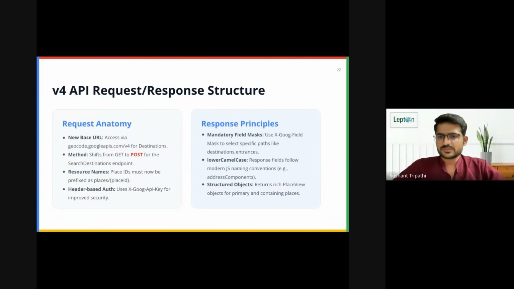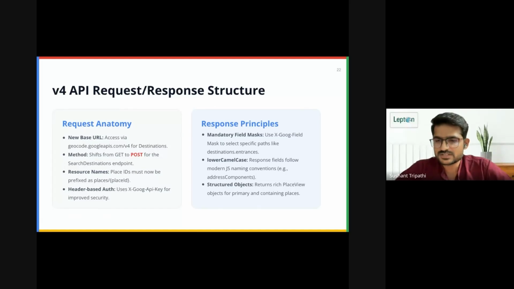Now we talk about the anatomy of how Geocoding V3 and V4 differ. In V3, the request used to be a GET request, which means you make a GET request to fetch the data out of the API. But now in V4, you have to use a POST request. It also gives you multiple authentication ways. For example, in V3, there was API key based authentication only. But in V4, it's API key based and also token based authentication, which means you can use OAuth 2 also. And one more thing, in V4, we have a mandatory field mask also.